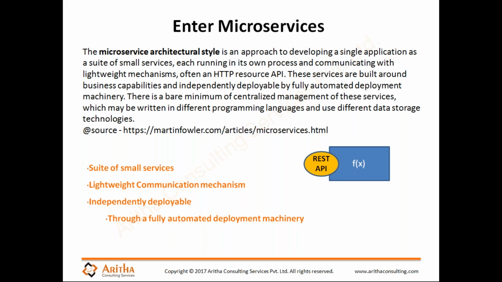So that's why this independently deployable suite of small services which uses lightweight communication can never be a manual deployment. It has to run through a fully automated deployment machinery. So that's where your DevOps tool chain comes into the picture. You need to have a fully automated deployment machinery for this microservices system to actually work. And most importantly, because these are independently deployable, there has to be minimum centralized management. Okay? So this kind of defines what microservices means.